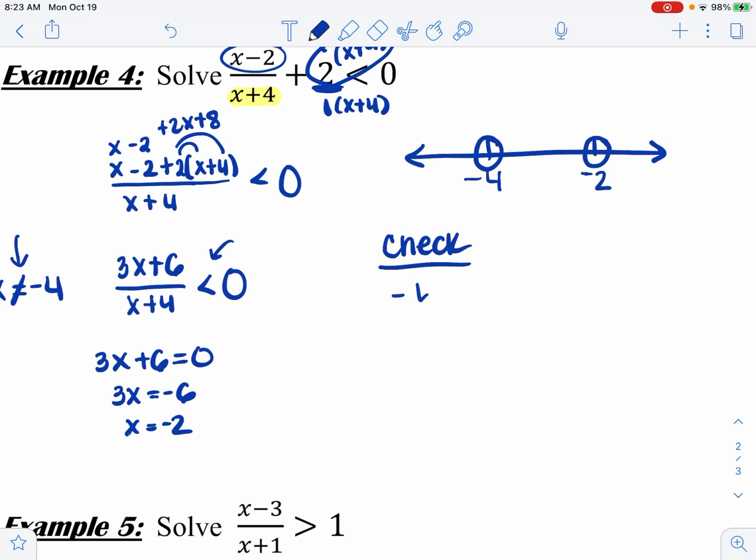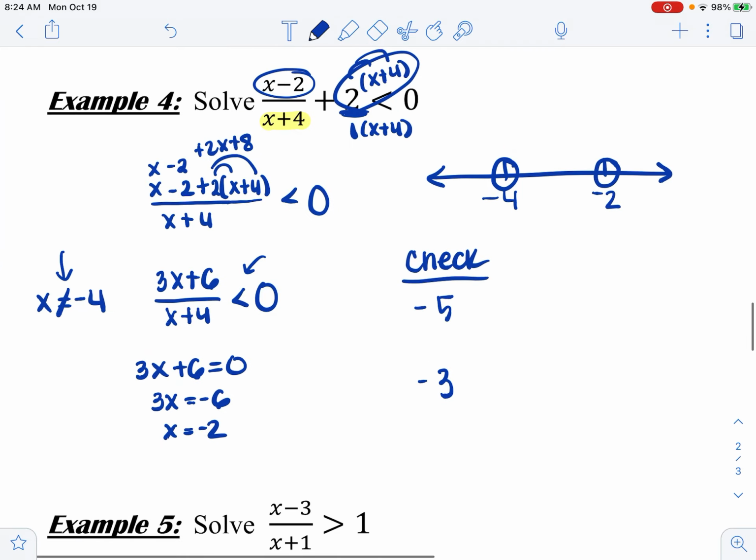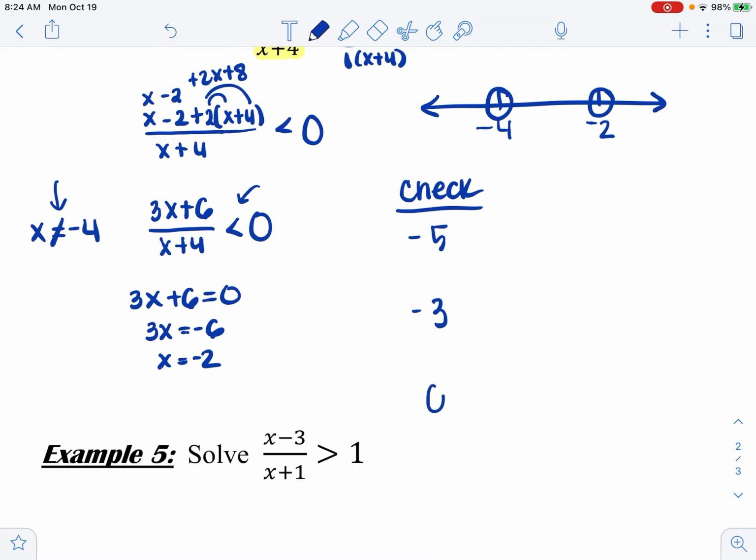All right, now I'm going to check some values. Check here. You don't have to write the word check, but I like to. I'm going to check -5 because that's less than -4. I'm going to check -3 because that's in between -4 and -2. And then I'm going to check 0 because that's greater than -2. You could check -1, but 0 is easier for me to check for mental math personally. All right, where am I plugging into? Right here, okay?